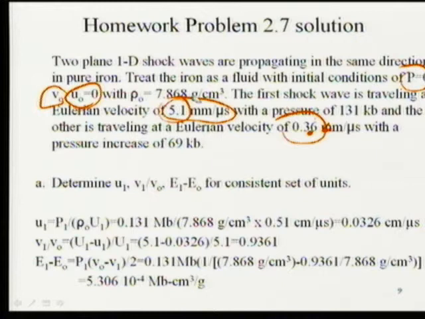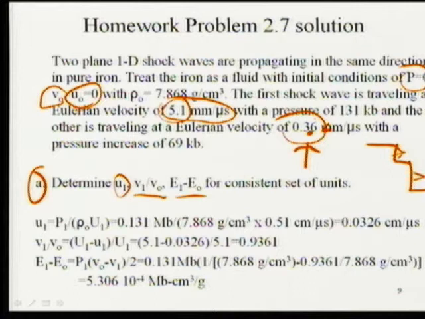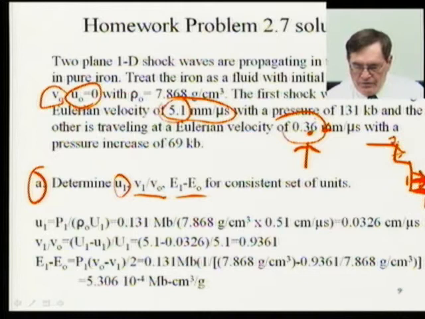So, for the first problem, we don't use this wave for this first part. We're only using the parameters for the first wave. And so, what is the particle velocity, the compression, and the energy change for this first shock wave? Remember, we're going to have two shock waves, one following the other, and the state in front over here is where P equals zero, and this is shock wave one, and this is shock wave two. So we're just working on shock wave one.